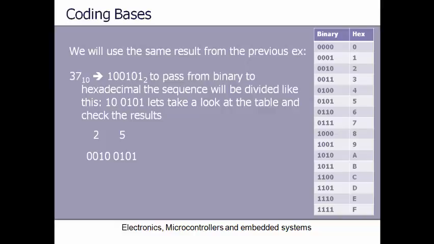We have here the combination table of binary and how it will be in hexadecimal. So we see here 0010 is 2 and 0101 is 5, so it will be 25 hexadecimal. So as we started with 37 decimal, we found that combination in binary and it is 25 in hexadecimal.